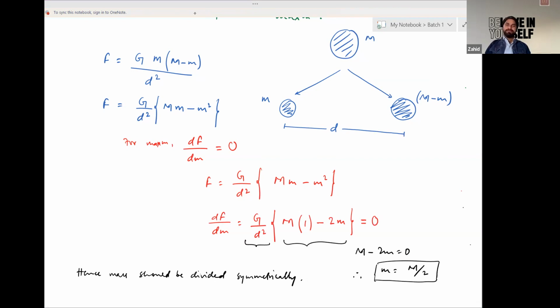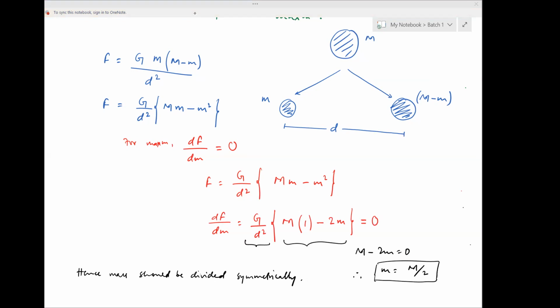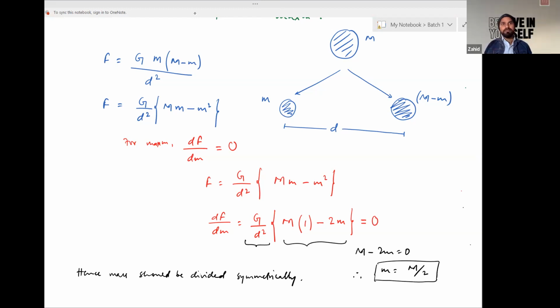You all have written? Yes, sir. Any doubt till this part? No, sir. So let's stop here for this part. In the next class, we'll start gravity and Kepler's law. Okay.